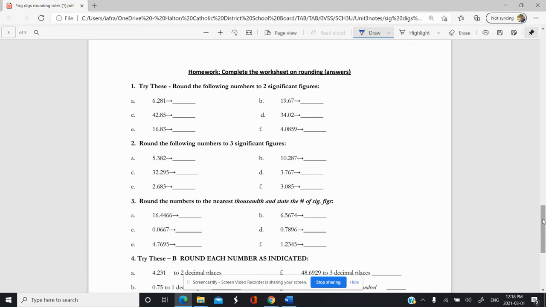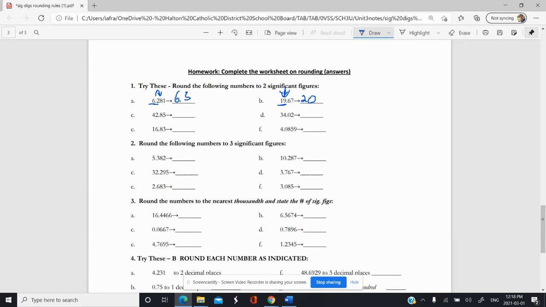So in the first case, we're going to round these numbers to two significant figures. So we can see here, for example, 6.2 is the tenths place. Look next door, rounding up to 6.3. Here we want to round to the ones place over here. So we look next door, rounding up. And so that's going to leave us with 20.